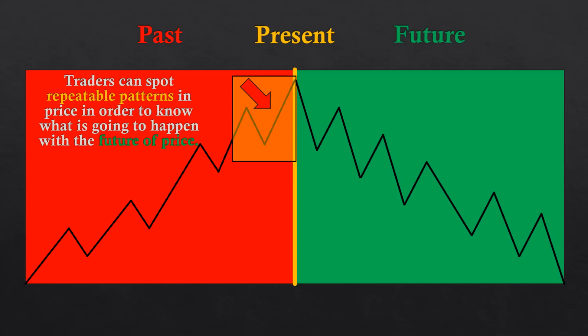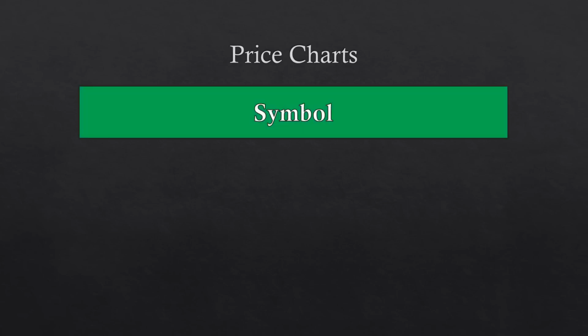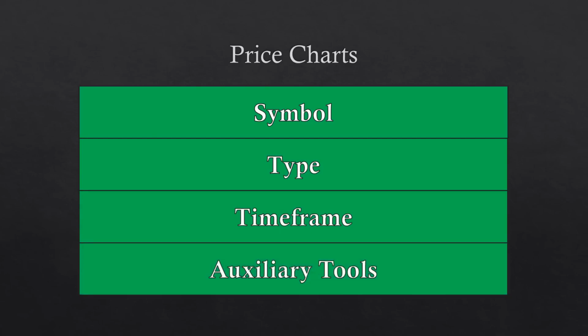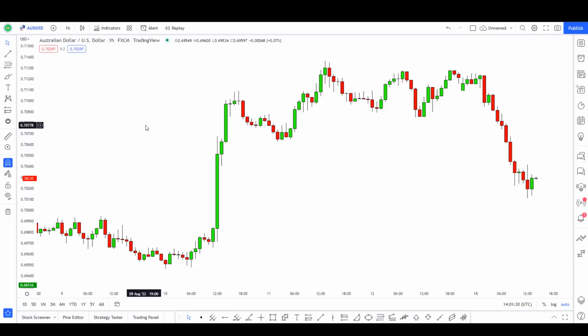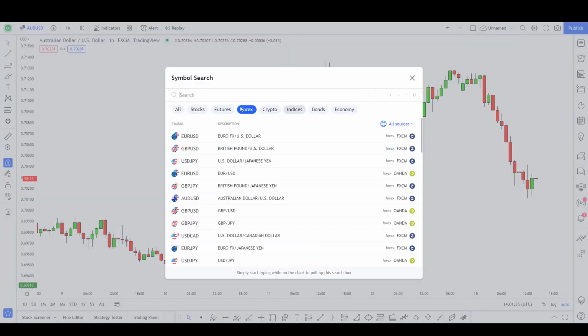The main tool of technical analysis is the price chart, so let's quickly explore the main features of the price chart. As a beginner, you must know 4 elements of price charts: the symbol or instrument, the type, the time frame, and the auxiliary tools you can add to the price chart to enhance your analysis. The symbol, also known as the instrument, is the market that you want to trade. For example, in TradingView, you can choose between stocks, futures, Forex, crypto, and so on. These are the different types of symbols.